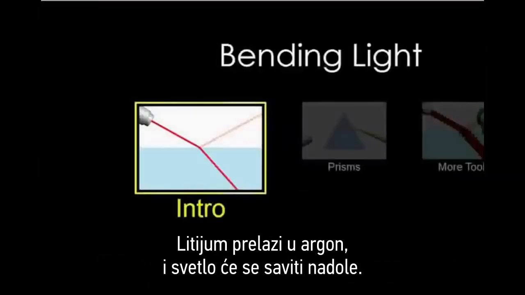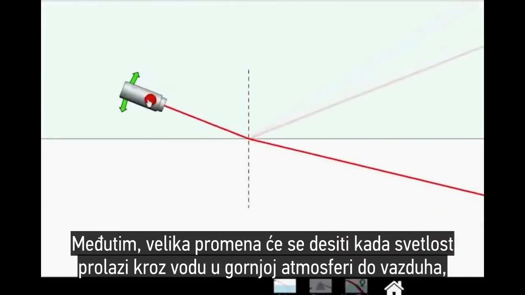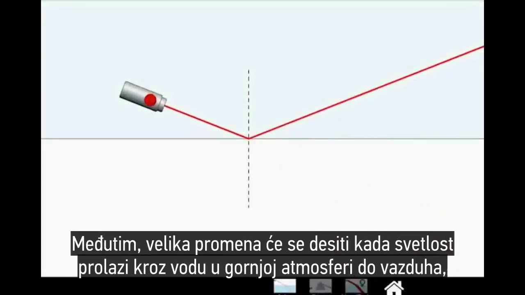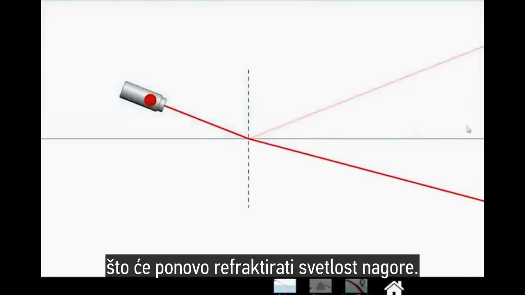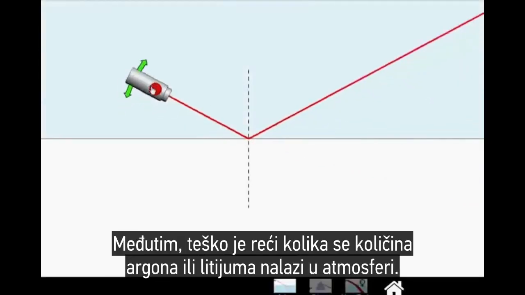Lithium passes to argon, and light will refract downwards, and it will go down again from argon to nitrogen, and then again slightly from nitrogen to oxygen. However, a big change will happen when light passes through the water in the upper atmosphere to air, which will refract light upwards again. It's hard to say how much argon or lithium is in the atmosphere, however.